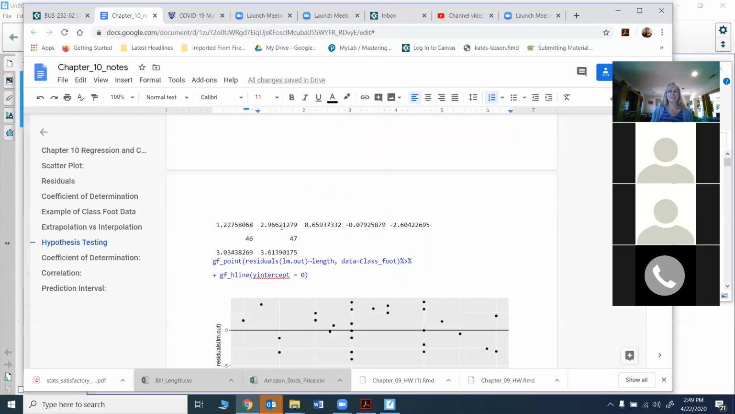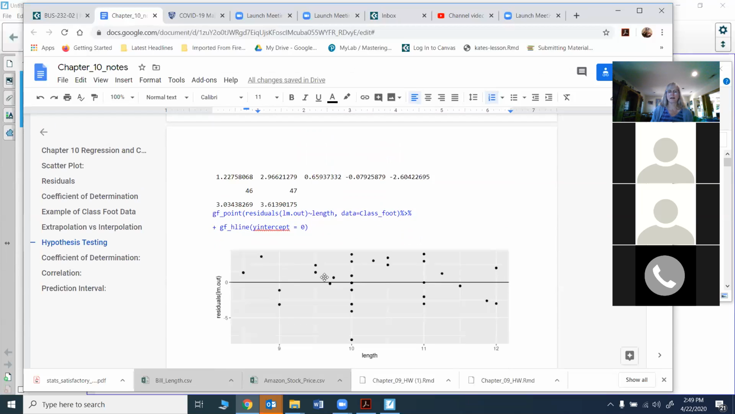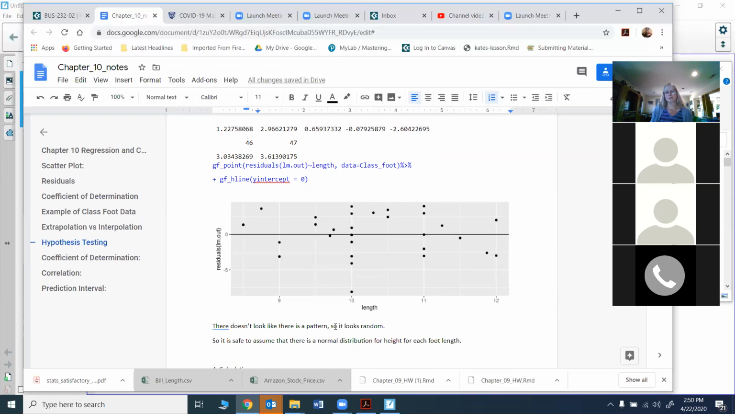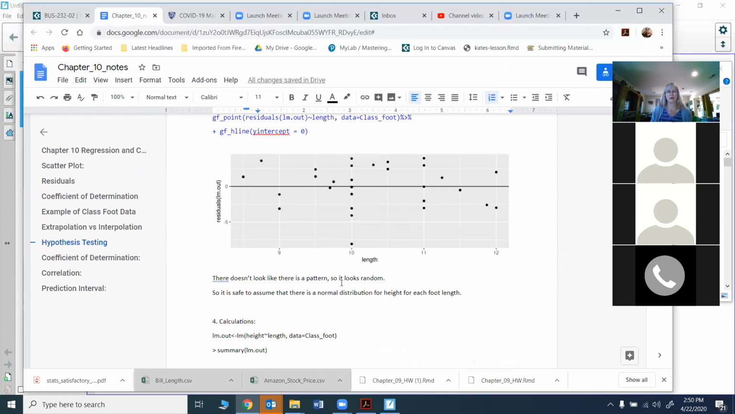And then looking at numbers is way too much work, so we look at graphs. Again, we're looking to see if there's any kind of pattern to this. And you told me last time it looked kind of random. Okay. There's a little bit of a pattern because we have all these dots here, but not really too much because they're still all over the place. All right, so it's safe to assume that there is a normal distribution for height.